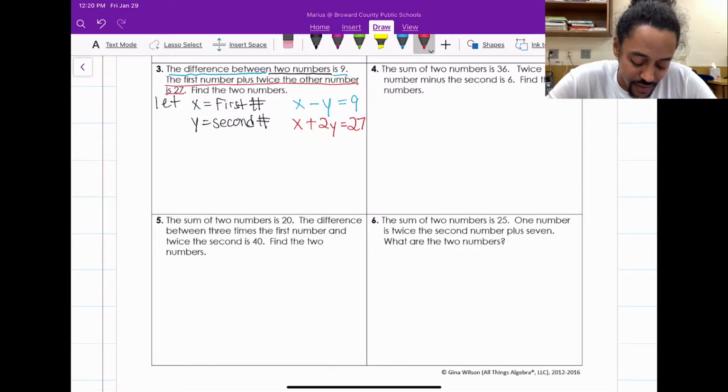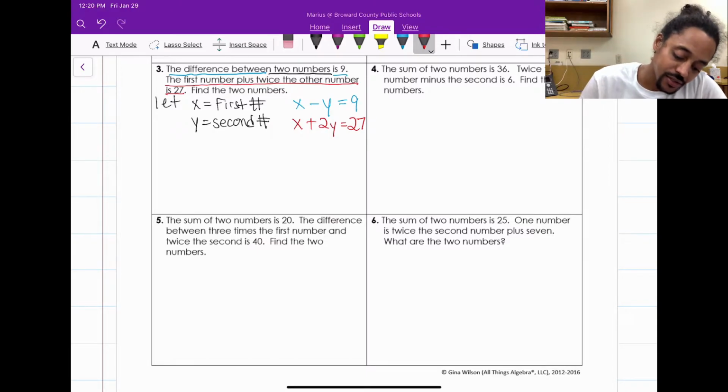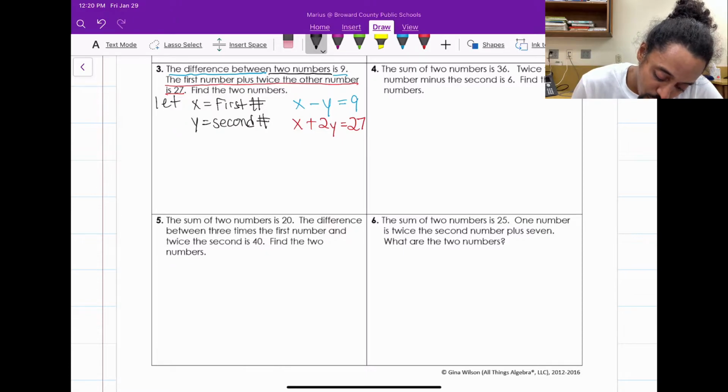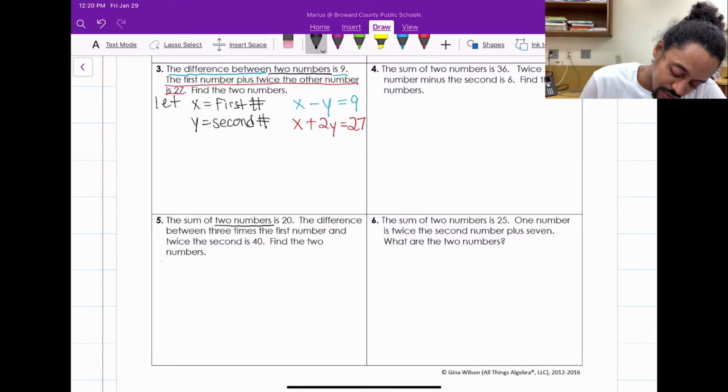Let's take a look at number 5. Number 5 reads, the sum of two numbers is 20. The difference between 3 times the first number and twice the second number is 40. Find the two numbers. So step 1, identify or define your variables. So let's go ahead and do that. We have two numbers. So let x equal the first number. Let y equal the second number. Oops, let me spell second correctly.